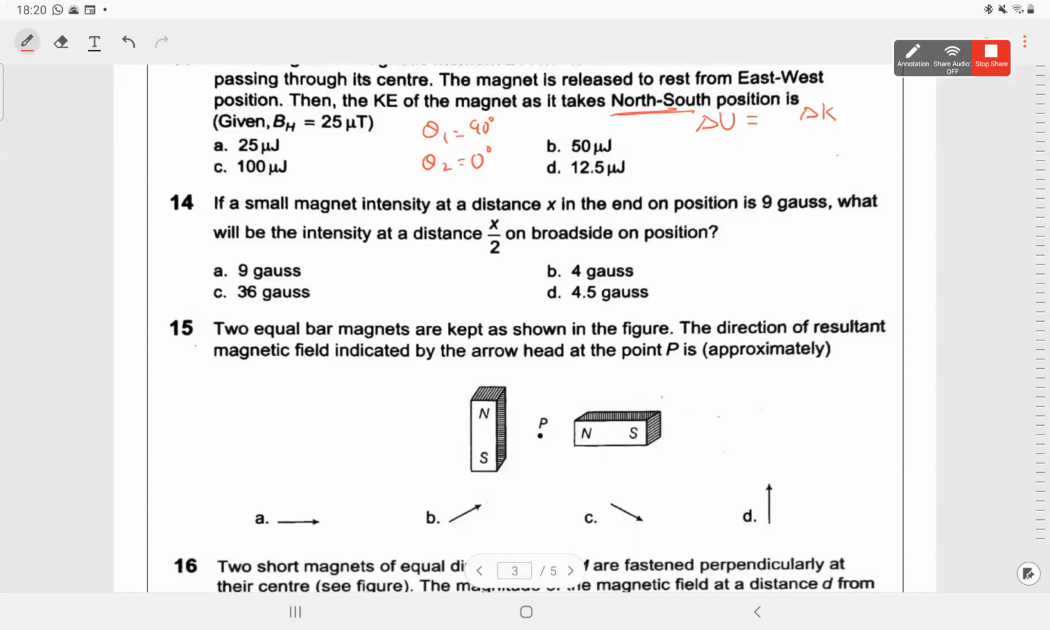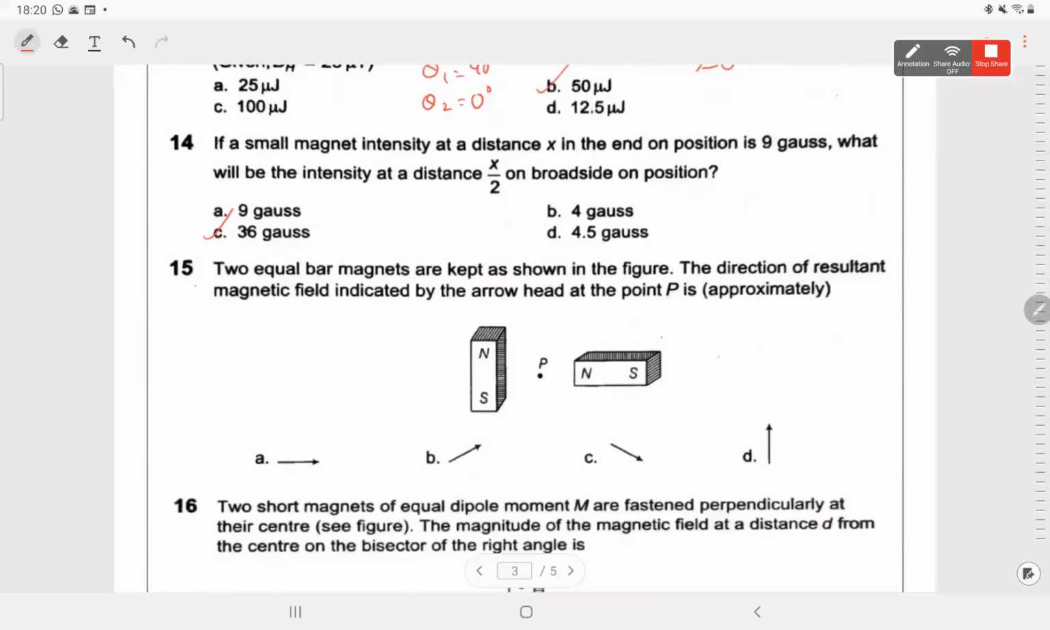If a small magnetic field at distance x in the end-on position is 9 Gauss, what will be the field at distance y? End-on का मतलब होता है axial और broadside का मतलब होता है equatorial. So we can find because in the end-on position it is proportional to m by r cube. In the broadside it is proportional to m by r cube. 14th answer will come out to be C. 13th answer is given as B. You can verify later on.